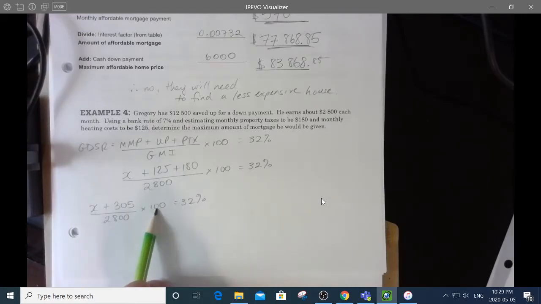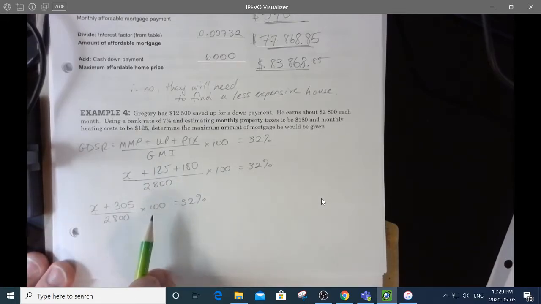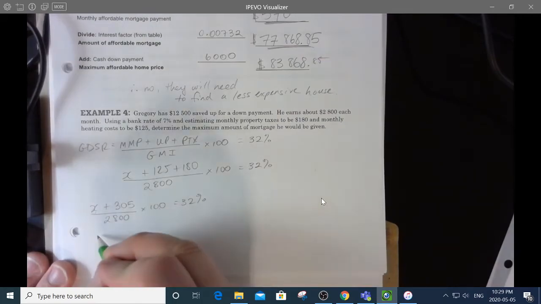Right? The last thing I did was times it by 100. So the first thing I'm going to do is undo timesing by 100. What's the opposite of timesing by 100? And you'd be right if you said, well, you divide by 100. So to both sides of this equation, divide by 100. On this side, it cancels the 100.